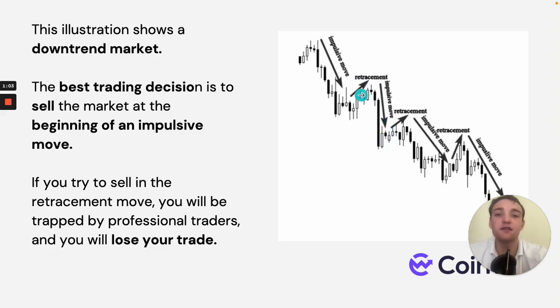You first have to identify: are we forming those lower lows and lower highs? If that's yes, perfect, then we are valid to get in at the start of the impulsive move. So these areas at the top here, when the retracement ends, would be a good time to get in.